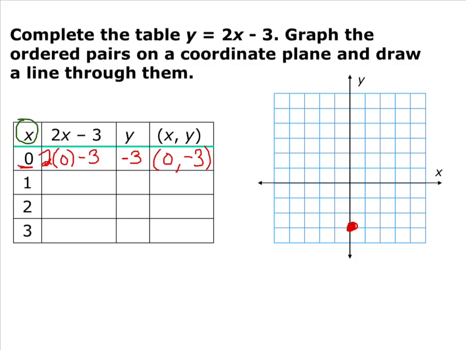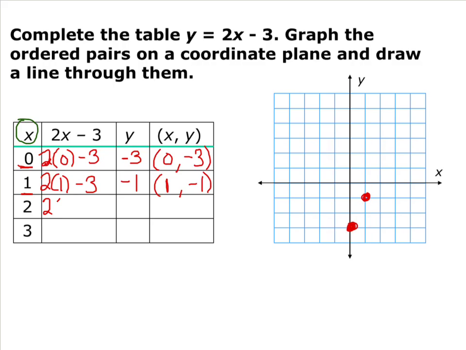Now let's go to our next one. Again, I'm going to substitute that x value in there, so it would be 2 times 1 minus 3. Well, 2 times 1 is 2, minus 3 is what, negative 1? And again, I already have my x is 1. It gave that to me right there. My y value is negative 1. Okay, so let's graph that. So I have to go over 1 to the right, down 1. So that's going to put my next point right there. Okay, let's keep on going.